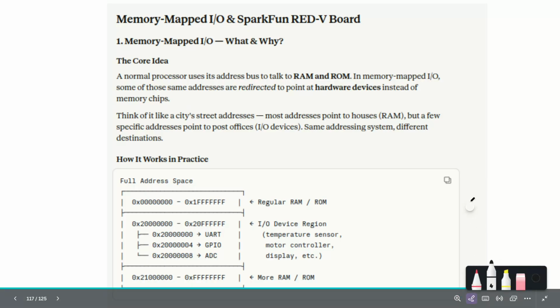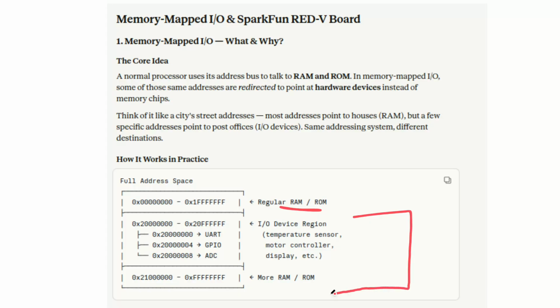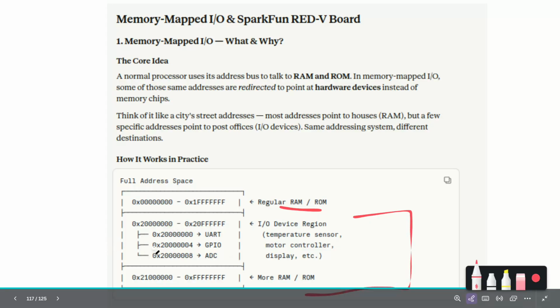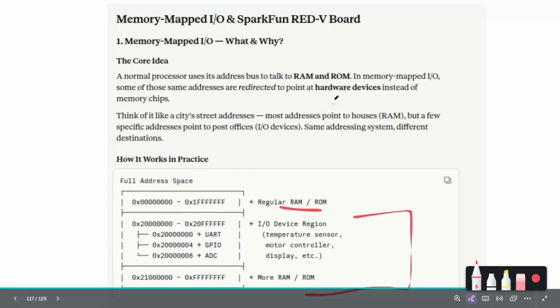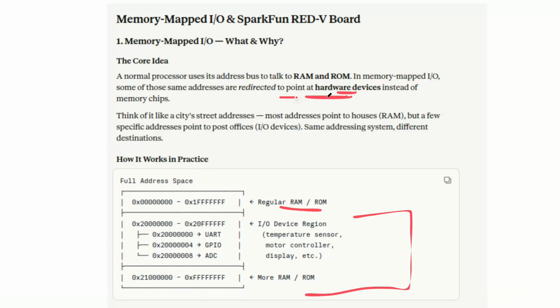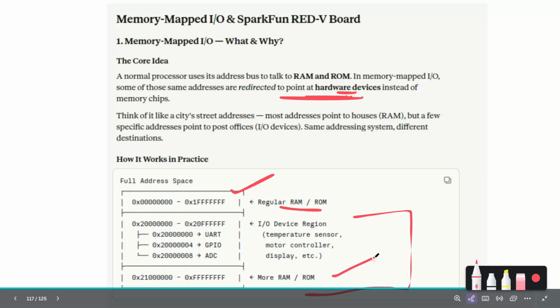That means if you consider our full address space, some of the addresses are for RAM and the others are for our IO devices region. Some of these addresses in our full address space are directed to the hardware devices instead of the memory, that is, instead of the RAM. Here, if you see our total address space, some is for RAM and ROM, and more RAM and ROM is there, but some of it is for our IO device region.